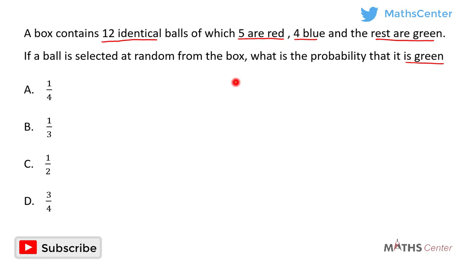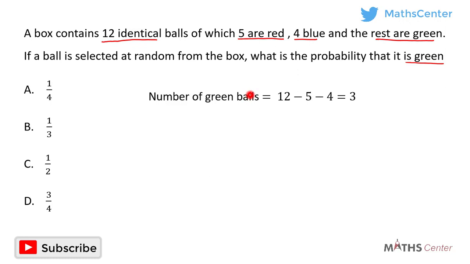The probability of selecting a green ball from the box will be equal to the number of green balls in the box divided by the total number of balls. We have the total number of balls to be 12. The question tells us that 5 balls are red and 4 are blue, and the rest are green.